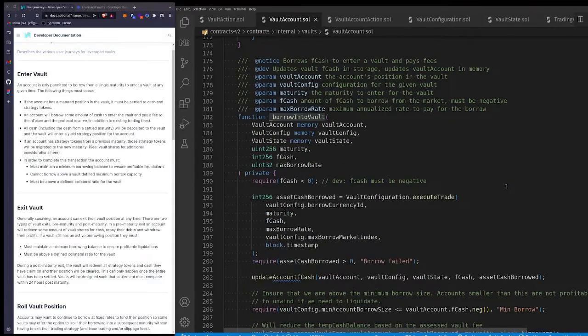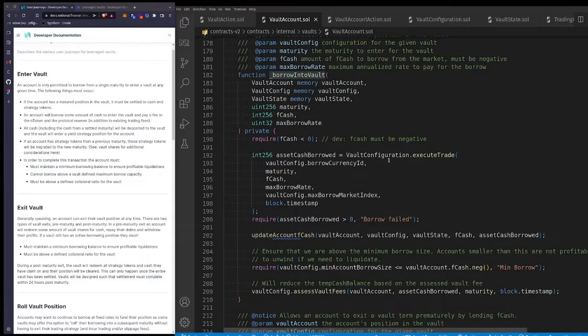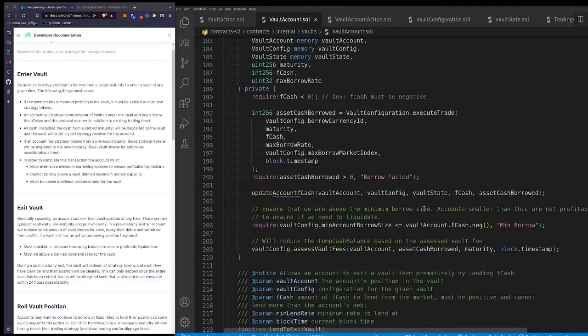Now we'll take a look at borrow into vault. So this simply executes a trade on the notional AMM at the desired maturity and amount. That's going to update the AMM and push the interest rate up.